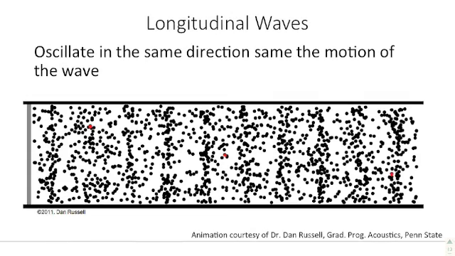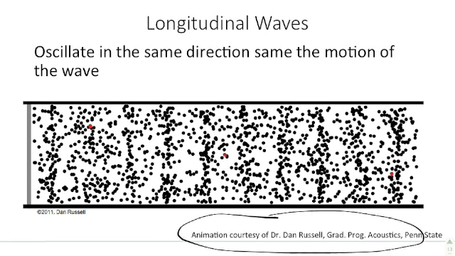The next type of wave we're going to talk about is a longitudinal wave, and a longitudinal one is one that oscillates in the same direction of motion. Once again, I think you should take a look at this animation. If you Google Dr. Dan Russell Graduate Program Acoustic Penn State, you'll come across this simulation of a longitudinal wave. What this says is, as the wave moves from left to right, the oscillation of the particles also moves left to right. So you'll see a left to right motion and a left to right motion.